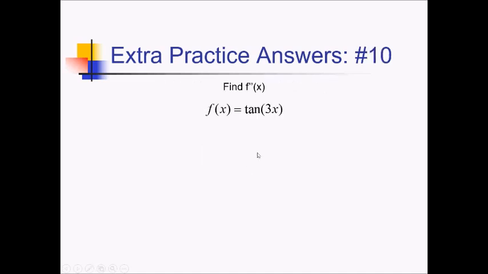For this problem, I'm trying to take the second derivative of tan of 3x. So let me start with the first derivative. That's going to be secant squared of 3x times a factor of 3. I have to use the chain rule because I have this inner function of 3x. And let me see here.